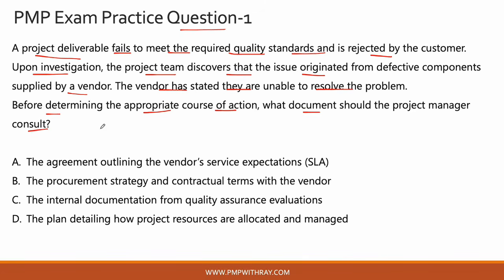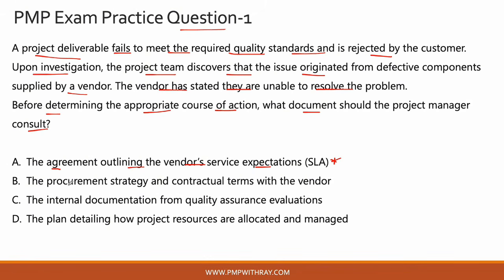So let's look at the options one by one. Option A, the agreement outlining the vendor's service level expectations. Okay, possibly. So you might argue that the service level expectations will sort of delineate the quality standards, what the contractor is supposed to deliver, etc. We will argue in terms of whether that line of reasoning is correct or not. So let's hold this option for now.